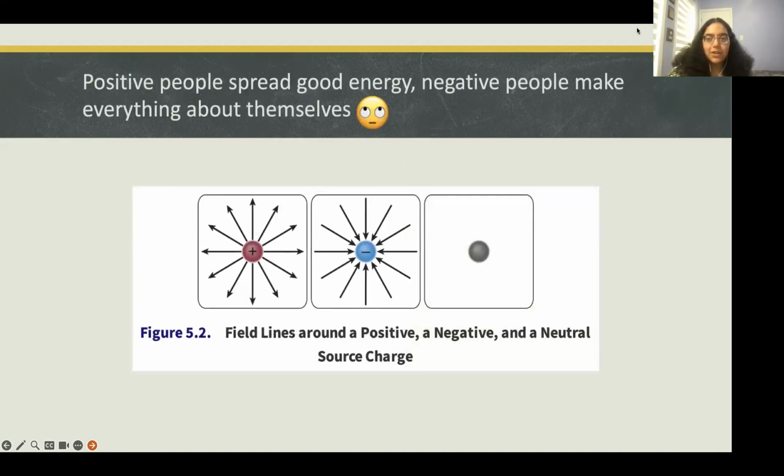Okay, and so for electric field lines, if you had to draw them, positive spreads out, so it's outwards from positive, whereas for negative, it's towards the negative. So if there's two things, one positive, one negative, the lines will move from the positive towards the negative. And if something's neutral, there's no electric field lines there. So if you get a question with field lines drawn and you have to know what the charge is, if it's towards it, it's negative, outwards is positive.